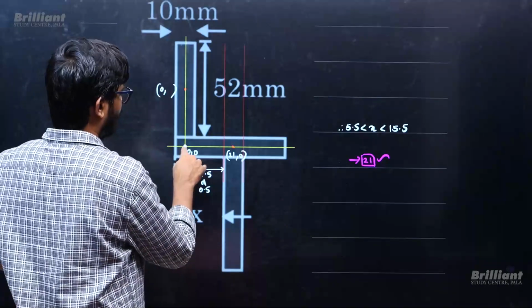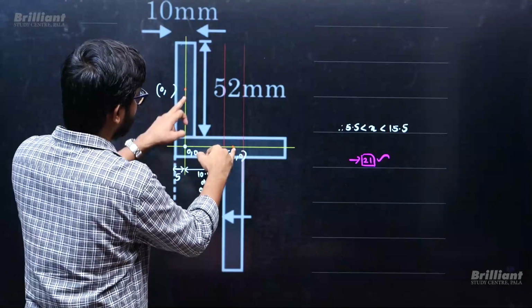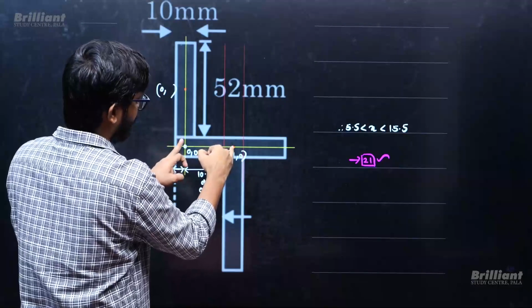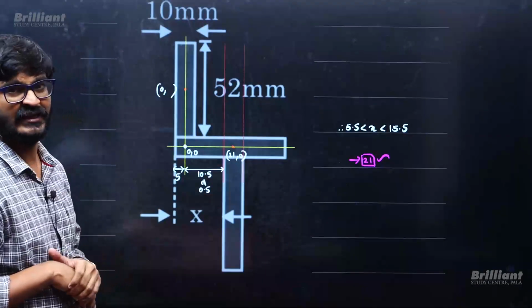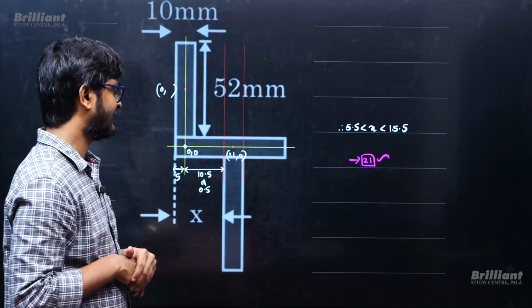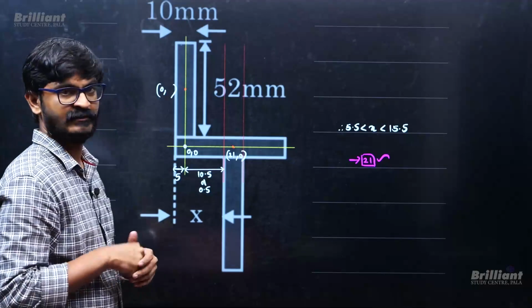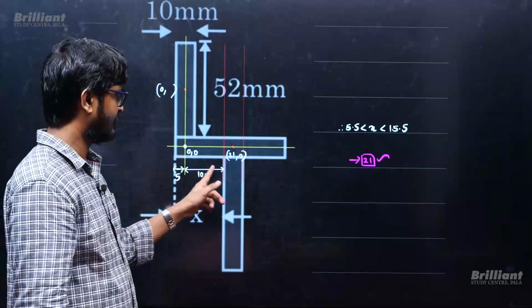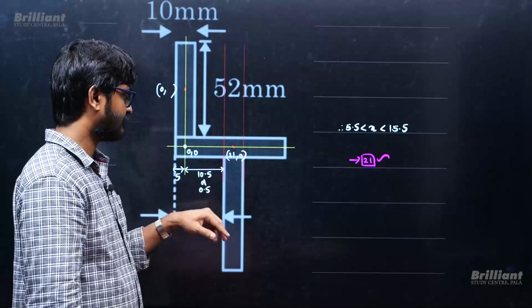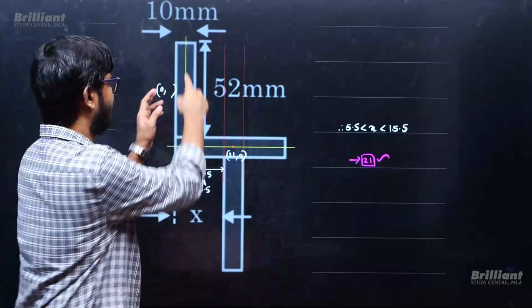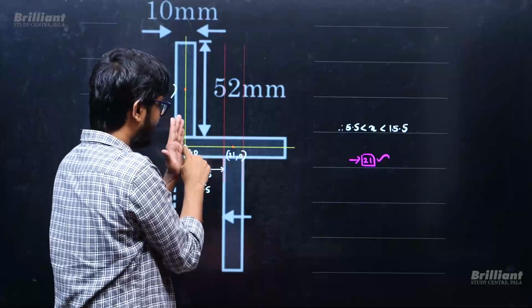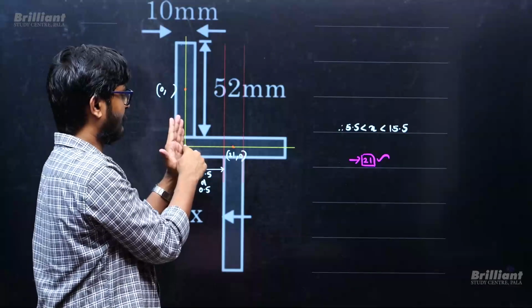So if this is 0 and this is 21, so this guy's x coordinate was 0, this guy's x coordinate is 21. So the net center of mass will be at 10.5. So the net center of mass of this thing will be at a distance 10.5 from here.